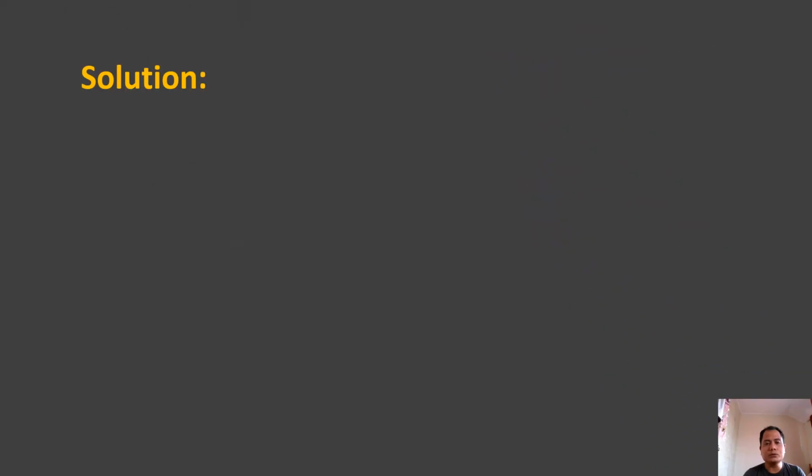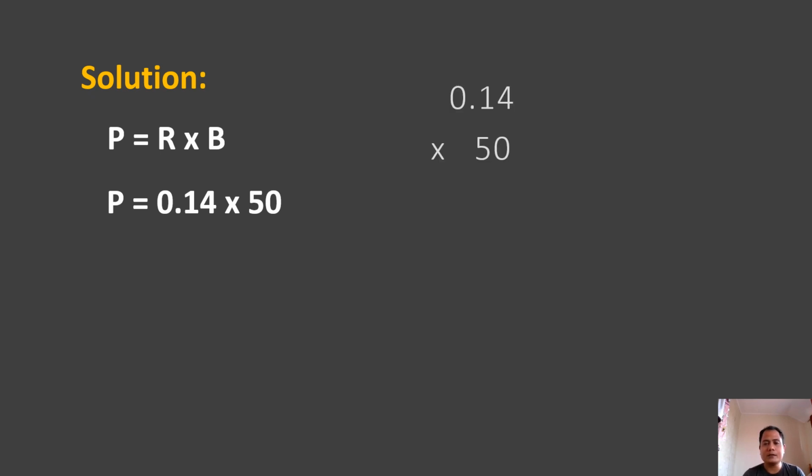Now looking for the solution, our formula is P equals rate times B, or R times B. So we have 14% in decimal, which is 0.14, times 50. So let's see the solution. We will multiply first the 0 and 4. 0 times 4 is 0, so we will write that there. And then 0 times 1 is 0.